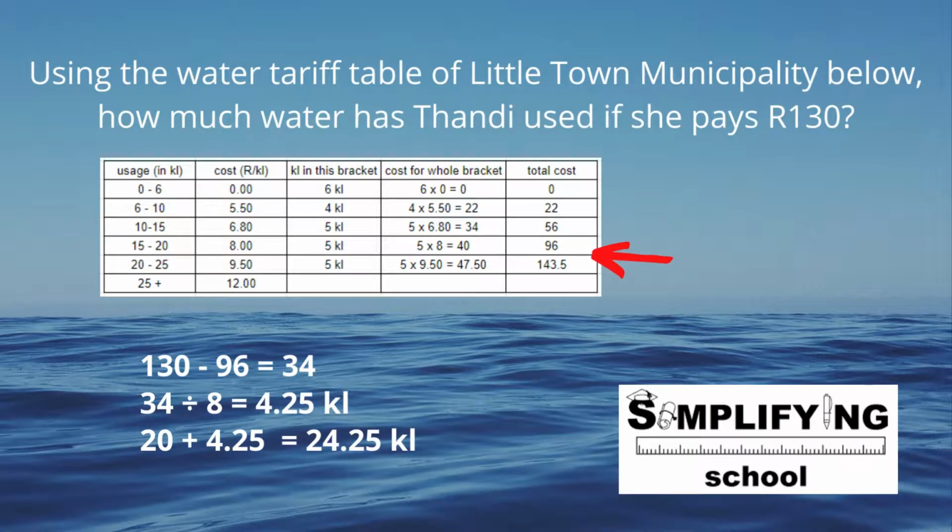So at this stage I would say 130 minus the 96, and that gives me that in the bracket 20 to 25 she used only water worth 34 rand. Now we know that she paid 34 rand for the bracket in which one pays 8 rand per kiloliter. So we're going to say 34 divided by 8, and it gives me that she used 4 and a quarter, or 4.25 kiloliters in that bracket. We also know that she used all 20 kiloliters in the brackets before this one. So we're going to add the 20 to the 4.25 kiloliters, and in total she used 24.25 kiloliters.